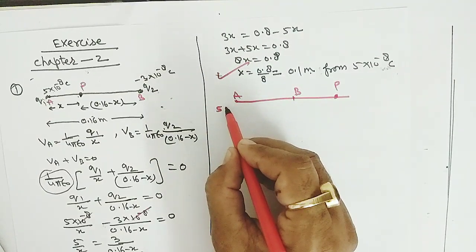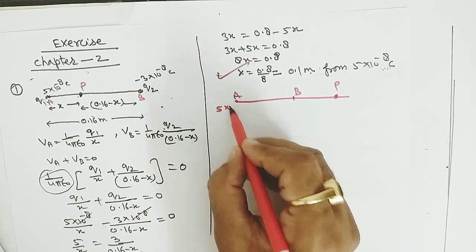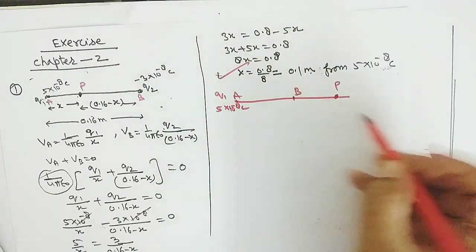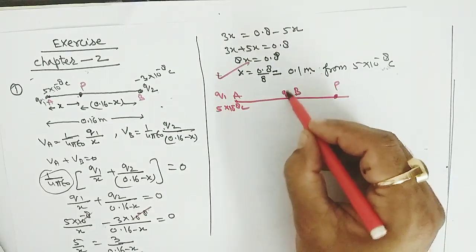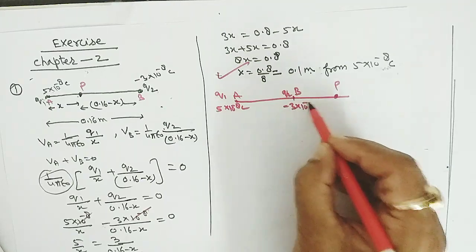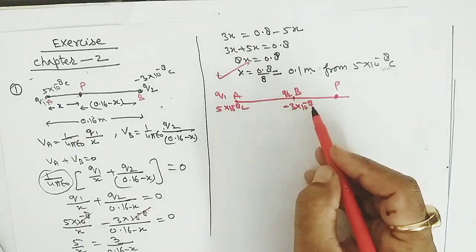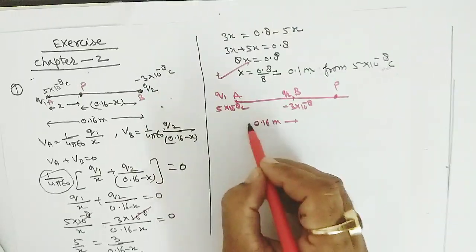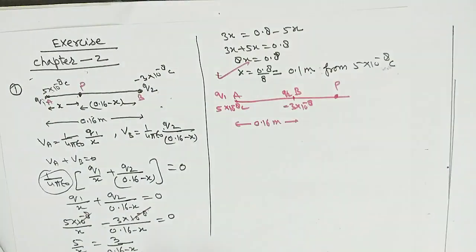A charge at A is 5 into 10 to power minus 8 coulomb. It is the Q1 charge here, and here it is the charge Q2, which is minus 3 into 10 to power minus 8, and the distance between A and B is 0.16 meter. Is it clear?